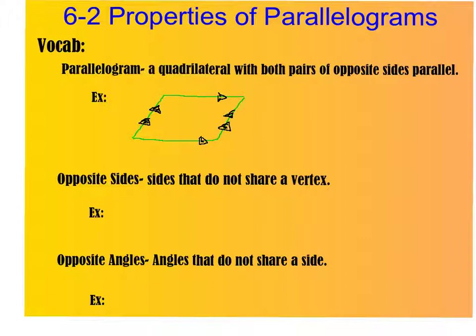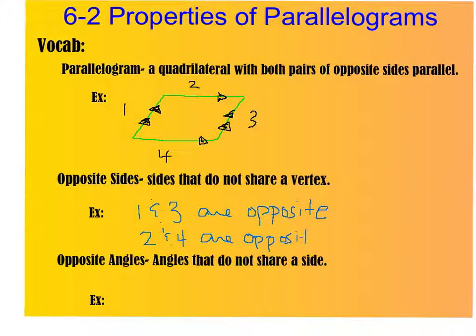Now, the next word that we've defined here is opposite sides. So what I did here is I drew you a picture of your opposite sides being parallel. So your sides, if we number them like 1, 2, 3, 4 in that picture, underneath opposite sides, you know that 1 and 3 are opposite, and then 2 and 4 are opposite.